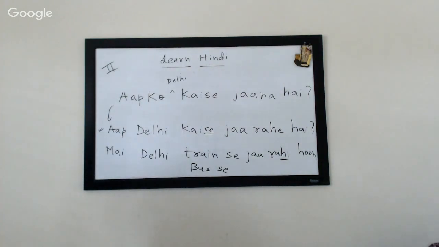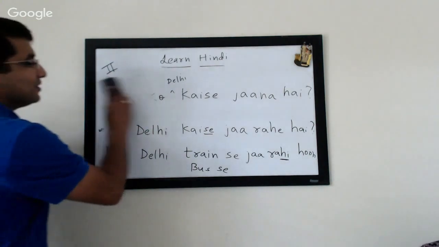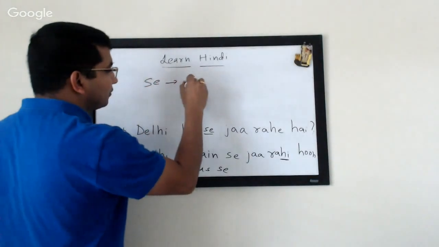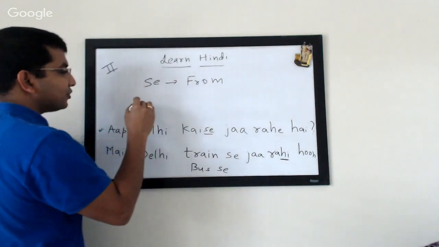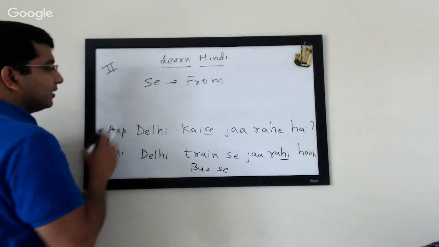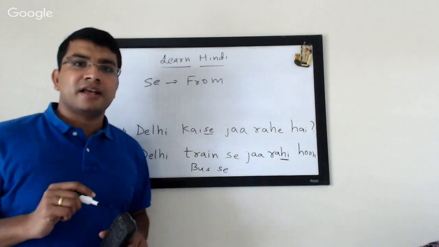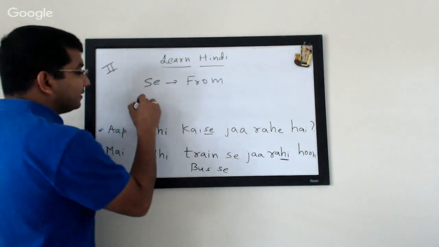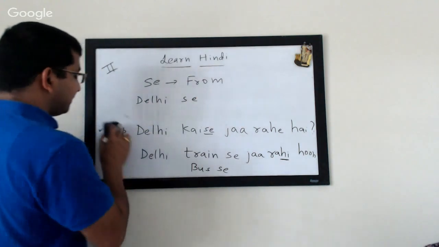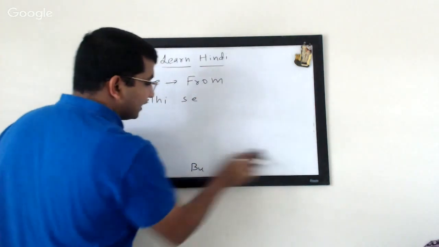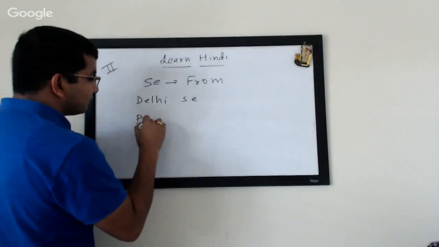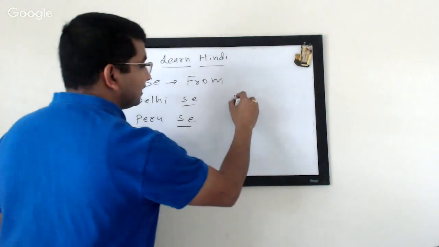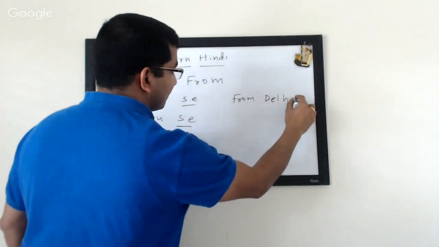Jan just asked if you could explain what se means. So se is another postposition. There's an entire video on that on the channel, so I encourage you to watch that. But pretty much it means from. So when I say आप कहाँ से हैं, where are you from, right? मैं दिल्ली से हूँ, मैं पेरू से हूँ, right? So from Delhi and from Peru.